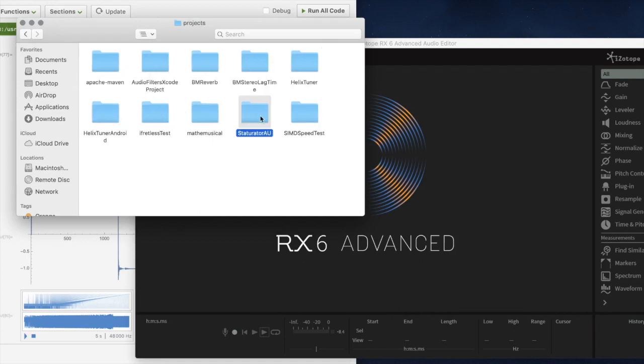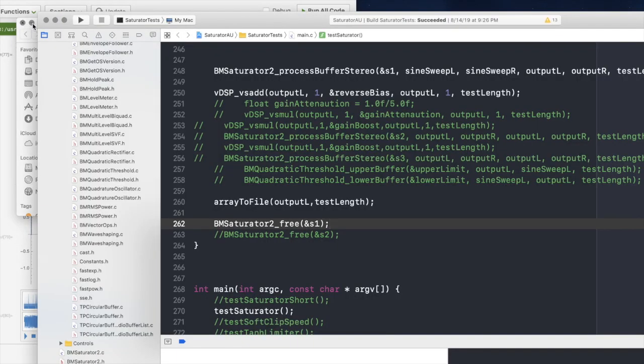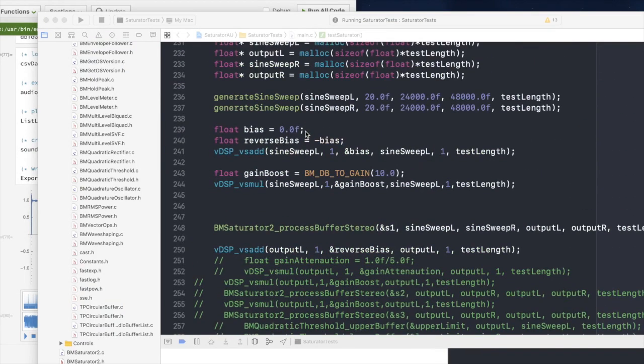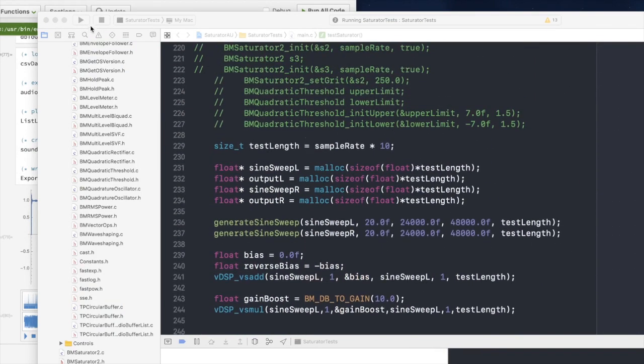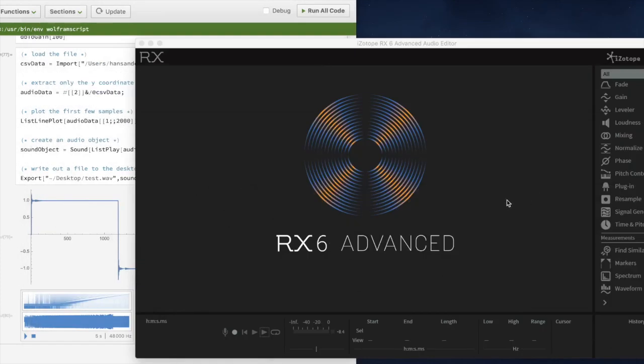Is it here? Here it is. I'm going to open this other Xcode project, and this is where we've been working on a saturator that can take 100 dB of gain boost without aliasing. Are we running this now? There it is, it's running. It's a little slow to start up the first time.